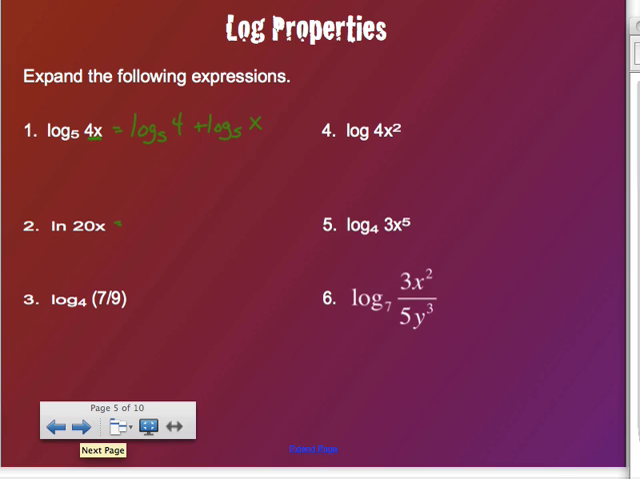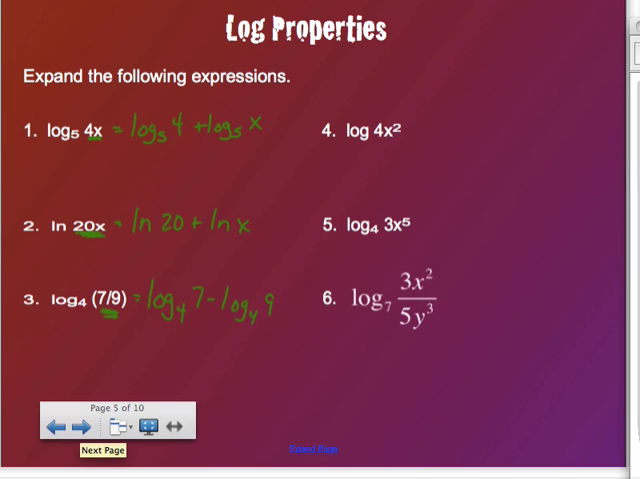Number 2 is similar. That's the natural log of 20x. Again, I see natural log of two numbers being multiplied together, so I think that's equivalent to the natural log of 20 plus the natural log of x. Again, multiplication implies addition, and division implies subtraction. Like the next one, look at number 3. I have log base 4 of 7/9. Well, if this is division, that's really the same as subtraction when I split it apart. So I really have log base 4 of 7 minus log base 4 of 9.